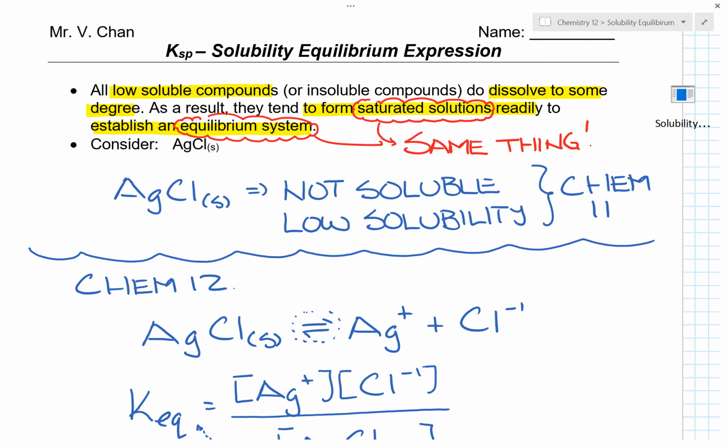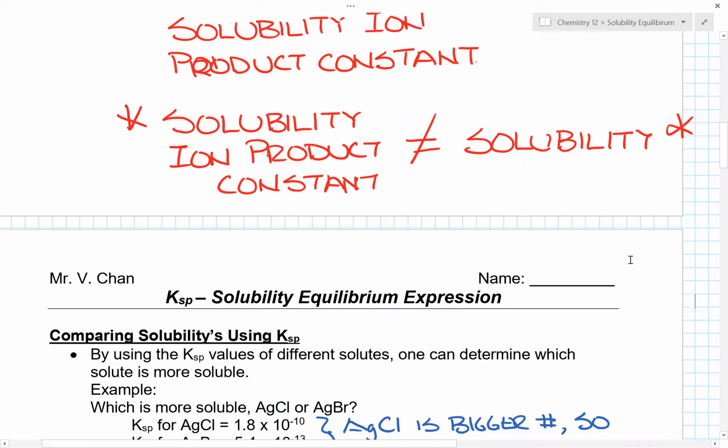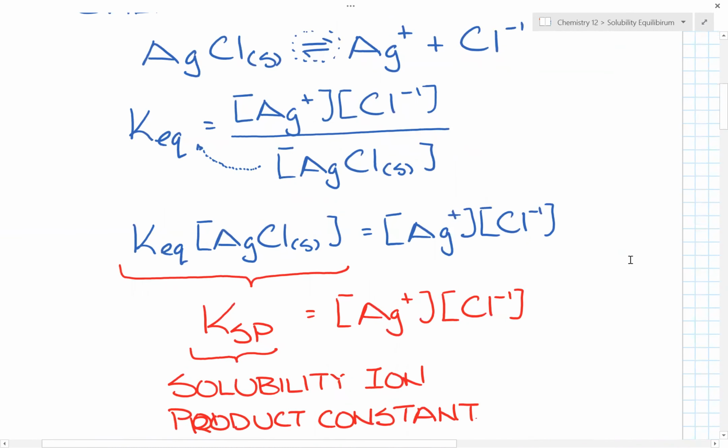Today we want to expand a little bit on KSP, or the solubility equilibrium expression. Recall when we talked about solubility in Chem 11, all we did was look at a substance on the solubility table and see if it was soluble or low solubility. Then we expanded that to put some value to it, like the solubility ion product constant, where we look at the concentration of the ions from an insoluble solid.